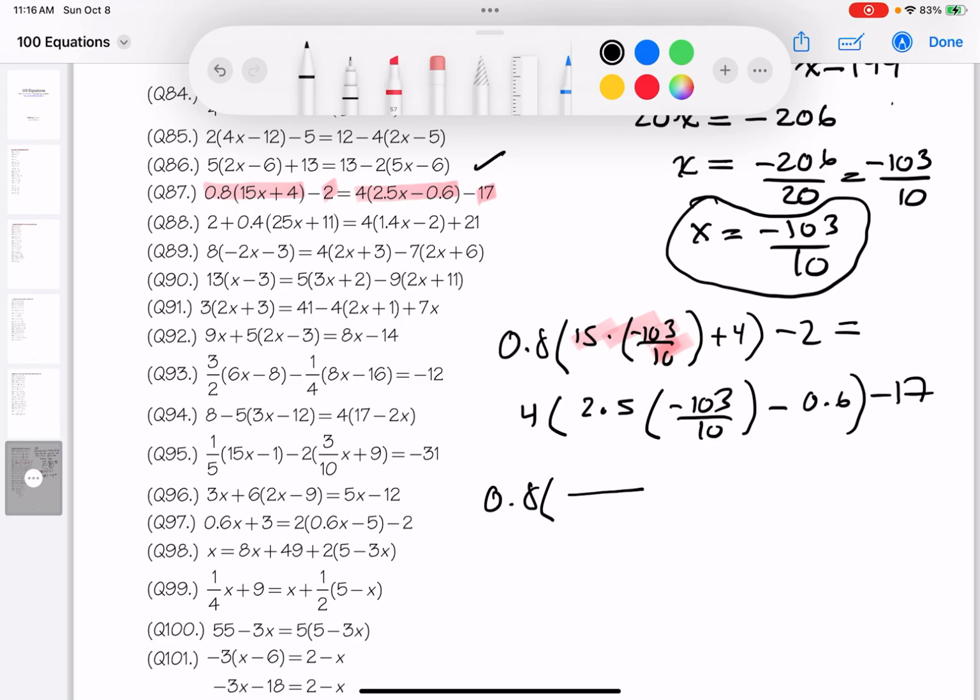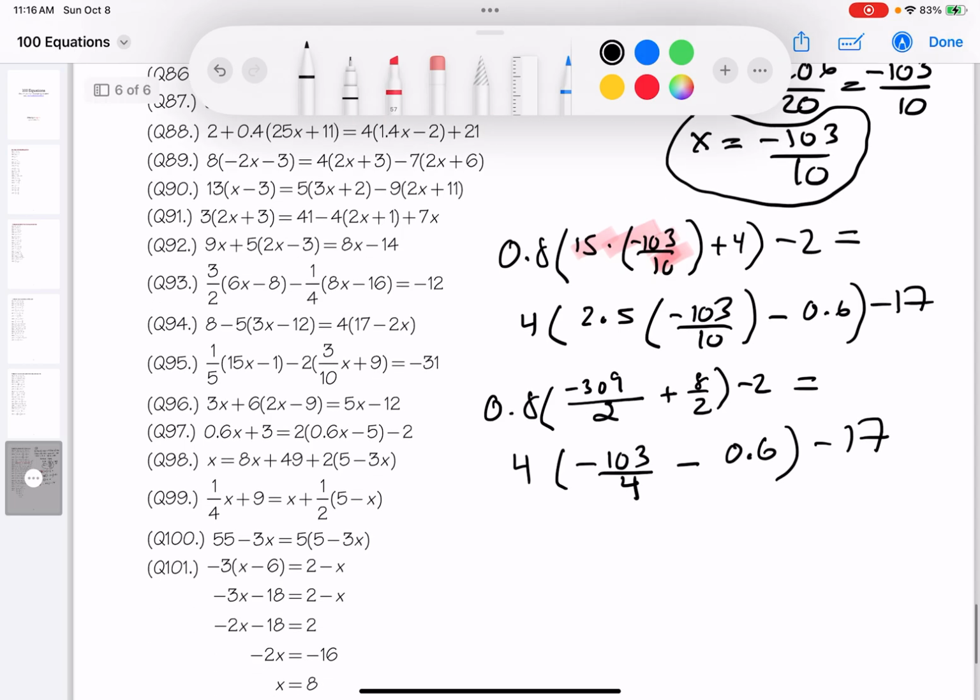And 3 times minus 103 is minus 309. Again, divide by 5, and you get 2 on the bottom. And I'm going to put the 4 down now as 8 over 2. Minus 2. We'll take care of that later. I'm going to put equal sign down. Now I'm going to do this side too. I'm just a little piece of it anyway. 2.5 goes into 10 4 times. It's not so bad. And then you're going to get minus, well, I'm going to still put the decimal down, 0.6, and then minus 17.